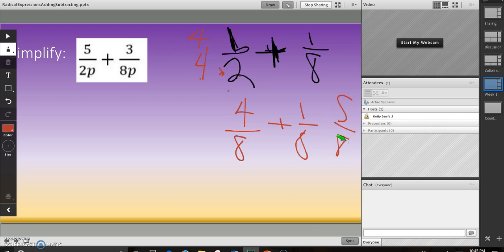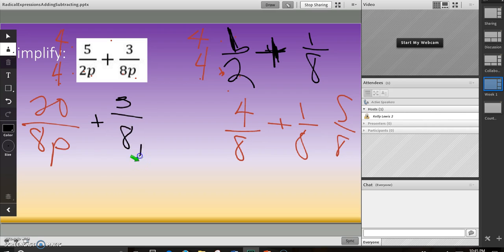All right, so let's look here. I need them both to be the same. And it's super easy if I just multiply the 2 by 4 and make that an 8p. So if I do the bottom by 4, I do the top by 4. So 5 times 4 is 20. 4 times 2 is 8, and then we have that p. And then you have the original 3 over 8p.